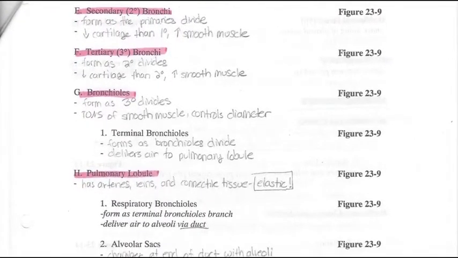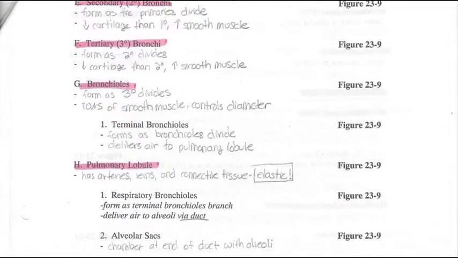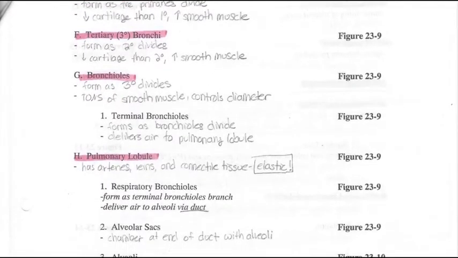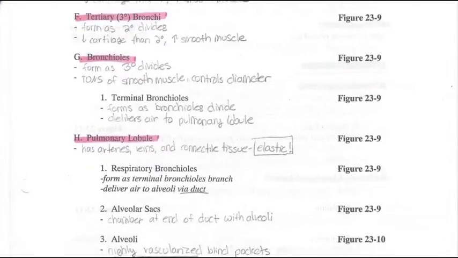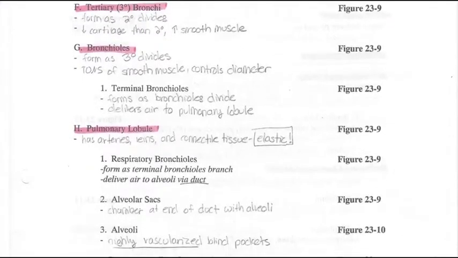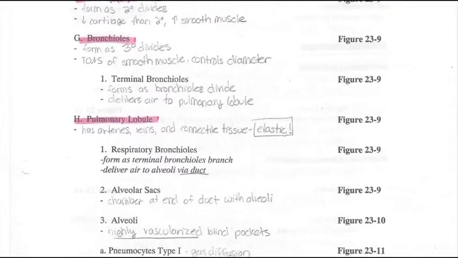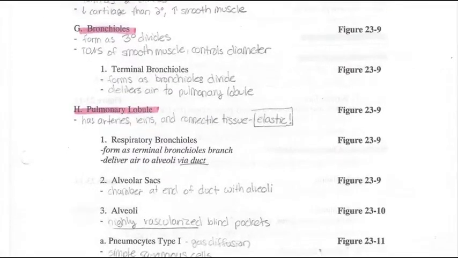G. Bronchioles. These form as the tertiary bronchi divide. There is a lot of smooth muscle which controls the diameter. Terminal bronchioles. These form as bronchioles divide. They deliver air to the pulmonary lobule.